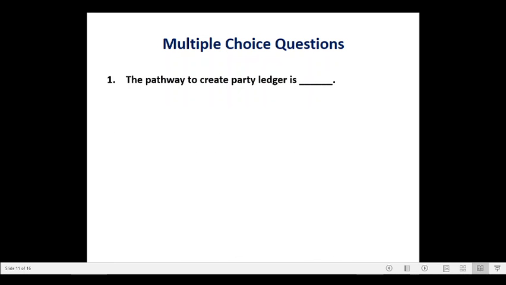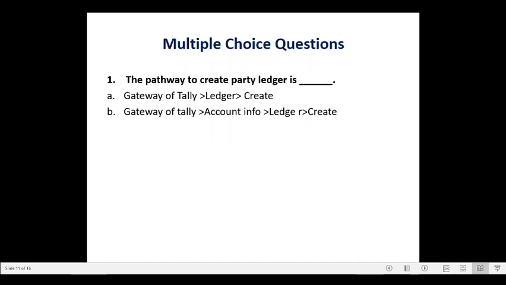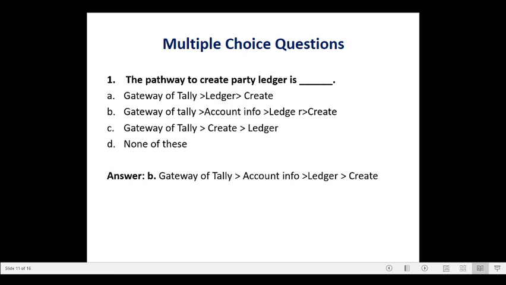Question number 1. The pathway to create a party ledger is. The different paths are given. Gateway of Tally, ledger, create. Gateway of Tally, account information, ledger, create. Gateway of Tally, create ledger. None of these. The answer is: first we need to go to the Gateway of Tally, select the submenu account information, go to ledger and create.